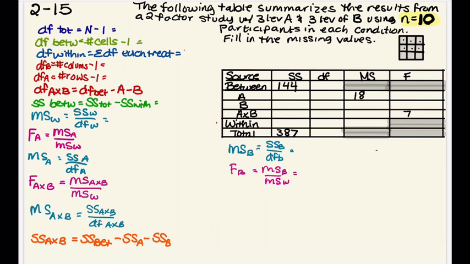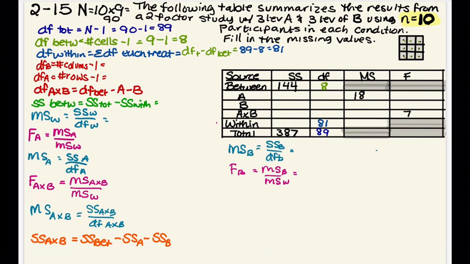We'll first calculate our total number of participants by taking the number of participants in each condition and multiplying it by 9, which is our number of conditions. Then we'll subtract 1 to find our total degrees of freedom. And to find our degrees of freedom between, we'll take our number of treatment conditions and subtract 1. Our degrees of freedom within is the sum of the degrees of freedom in each treatment, which would be 9 times 9, or you can just take the total degrees of freedom and subtract the degrees of freedom between.